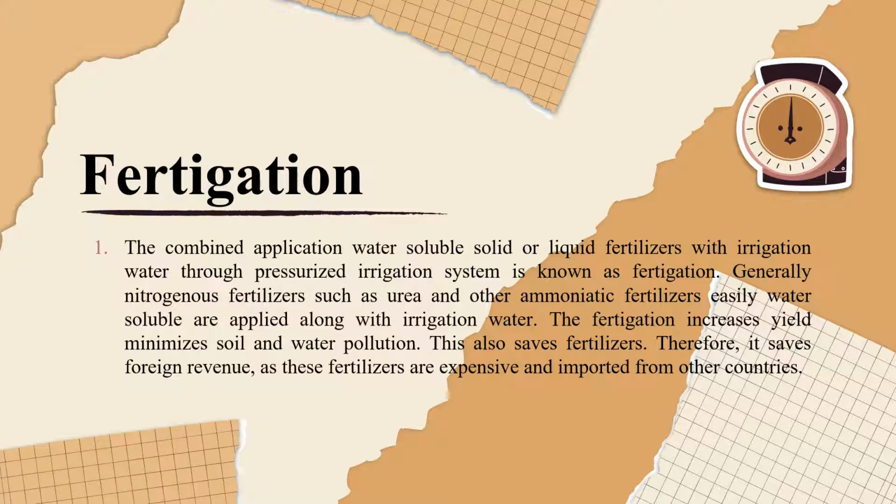Fertigation. The combined application of water-soluble solid or liquid fertilizers with irrigation water through a pressurized irrigation system is known as fertigation. Generally, nitrogenous fertilizers such as urea and other ammoniacal fertilizers, easily water-soluble, are applied along with irrigation water. Fertigation increases yield and minimizes soil and water pollution. This also saves fertilizers. Therefore, it saves foreign revenue, as these fertilizers are expensive and imported from other countries.